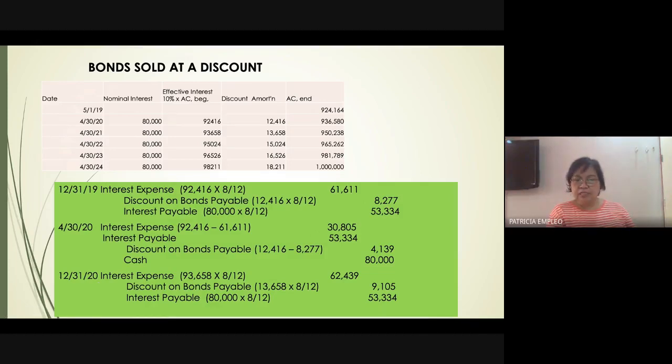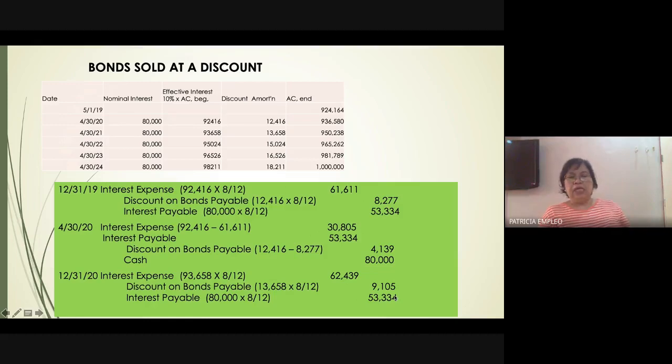Then on December 31, 2020, we need to update again. So this is the balance sheet date. So we need to prepare another adjusting entry. With debit interest expense, we are now entering the first 8 months of the second year. So from May 1, 2020 to April 30, 2021, your interest expense for the 12-month period is 93,658, but we have again another intervening date, that is the reporting date. So for the first 8 months, 93,658 times 8 over 12, that's 62,439. Credit interest payable, 80,000 times 8 over 12, that's 53,334. And the difference between the two is your credit to discount on bonds payable.